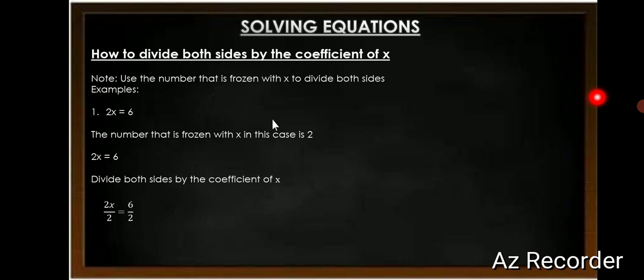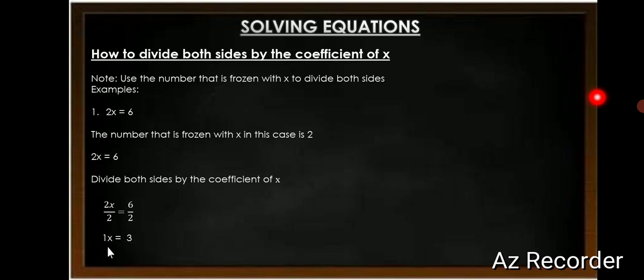So we'll divide the left-hand side of this equation by the coefficient of x, which is 2, and we divide the right-hand side by the coefficient of x, which is also 2. So when 2 divides 2, it will leave us with 1x equals, when 2 divides 6, it will leave us with 3. So that will be 1x equals 3.